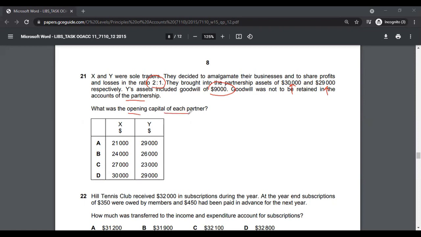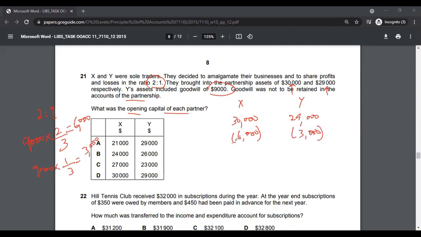So basically the opening capital would be net of the goodwill, right? So assets introduced by partner X and partner Y are as follows. The sharing ratio is 2:1. To share the goodwill, it would be 9,000 times 2/3, which comes to 6,000. So this would be minus 6,000, and then we have 9,000 times 1/3, and that comes to 3,000. So this would be minus 3,000. So this comes to 24,000, and this will be 26,000. So the answer to multiple choice 21 is option B.